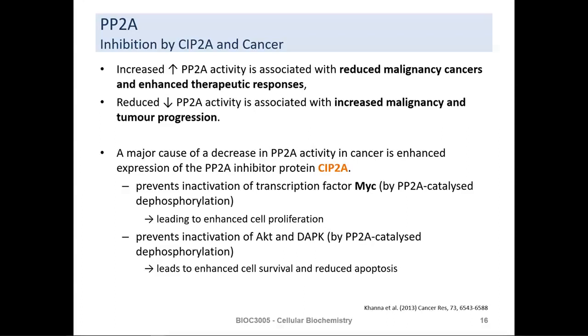The second cause is that inhibition of PP2A will prevent inactivation of AKT, or protein kinase B, and also DAPK, both again dephosphorylated by PP2A. This then leads to enhanced cell survival and a reduction in apoptosis.